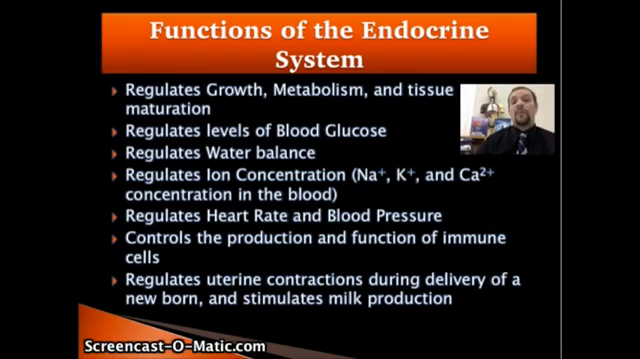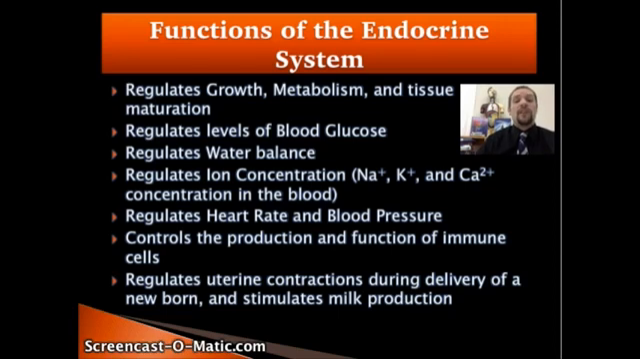It's also very important in regulating the ion concentrations: the number of sodium ions, potassium ions, and calcium ions in our blood. It also regulates the heart rate and the blood pressure. When your blood pressure drops, what's going to happen to your heart rate? Well, it's going to increase. And vice versa: if our blood pressure is going up, what will happen to our heart rate? Well, it's going to decrease. We're going to look at specifically how the endocrine system works in our heart rate and blood pressure. It's also going to help control our production of our immune system.